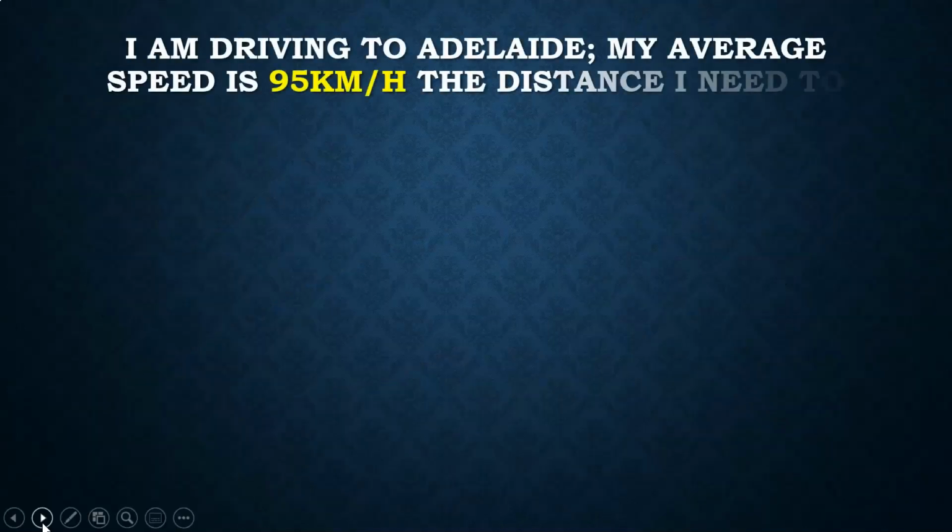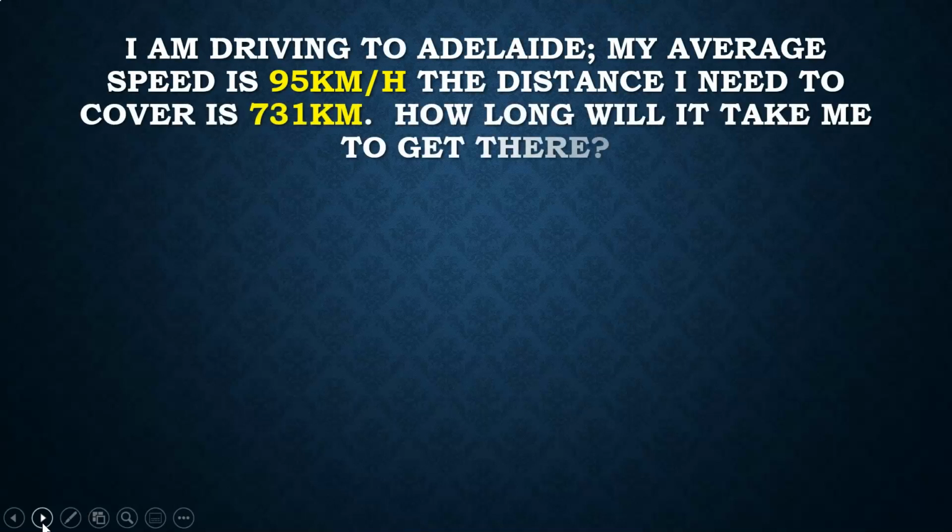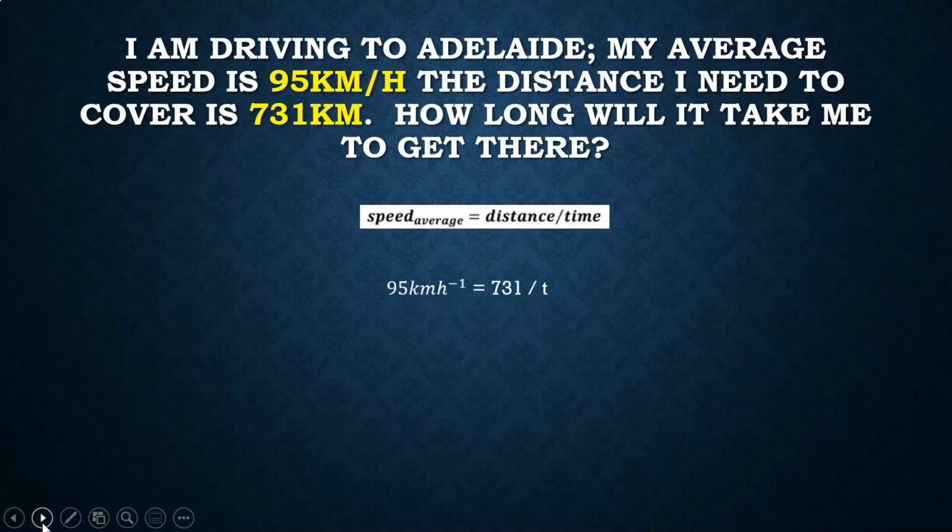Okay, I'm driving to Adelaide. My average speed is 95 kilometers per hour. The distance I need to cover is 731 kilometers. How long will it take me to get there? So we've got the calculation. We know I'm traveling at 95 kilometers per hour. We know my distance is 731 kilometers, and we need to find time.